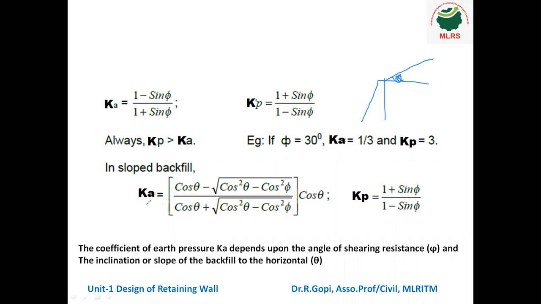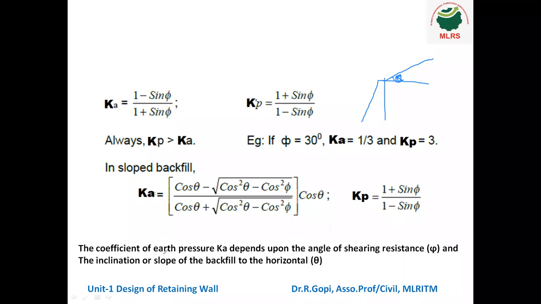Under this condition, the Ka value is cos theta multiplied by (cos theta minus root of cos square theta minus cos square phi) divided by (cos theta plus root of cos square theta minus cos square phi). Here theta is the slope angle of the backfill, and phi is the angle of internal friction. And the Kp value is the same. Kp will not change, only the Ka value will change: 1 plus sin phi divided by 1 minus sin phi.